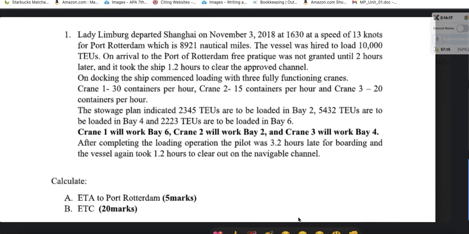Okay, Lady Limburg departed Shanghai on November 3rd, 2018 at 16:30 at a speed of 13 knots for Port Rotterdam, which is 8,921 nautical miles. That is all the information that we need right now to calculate the ETA.